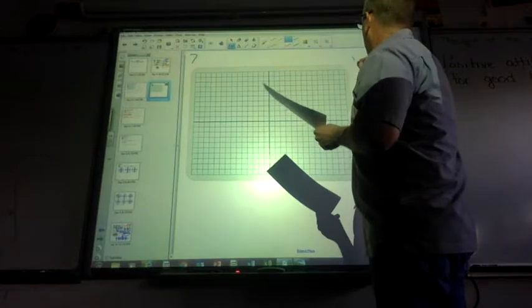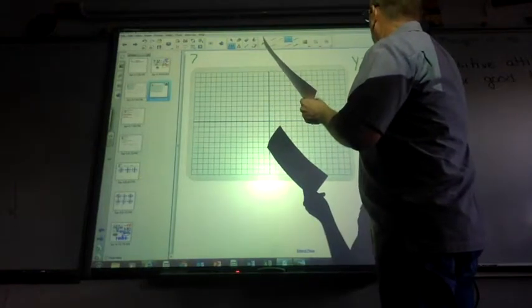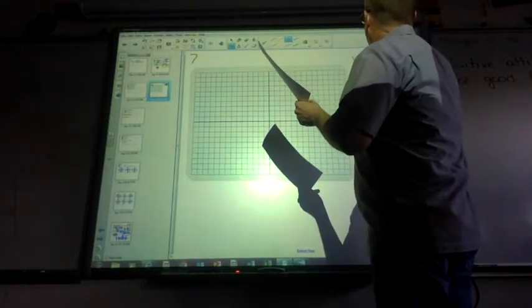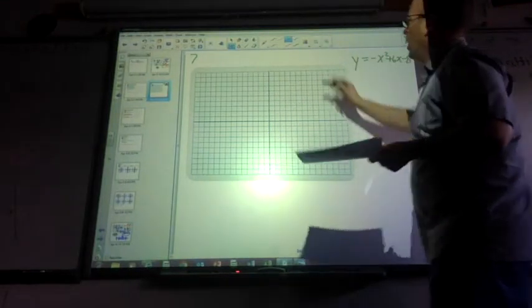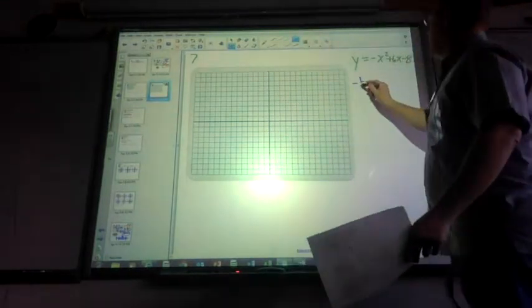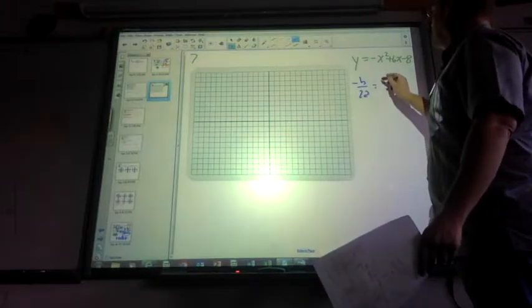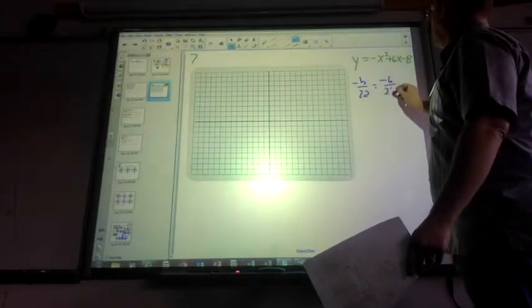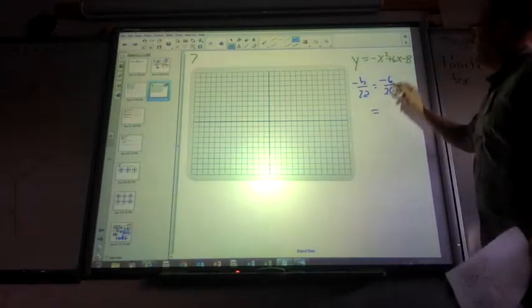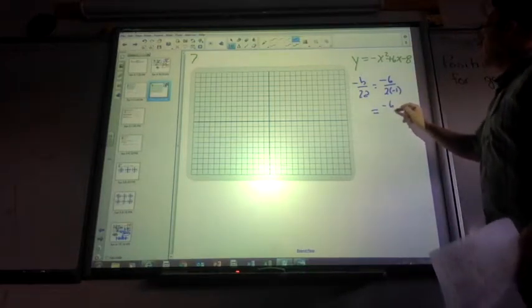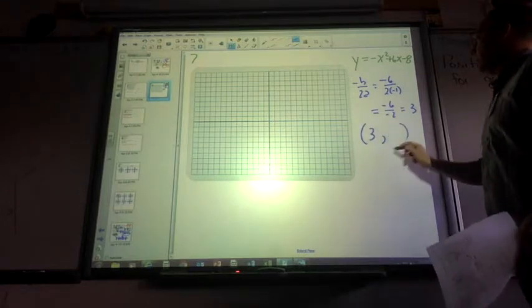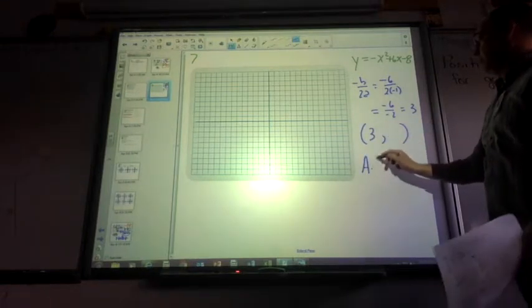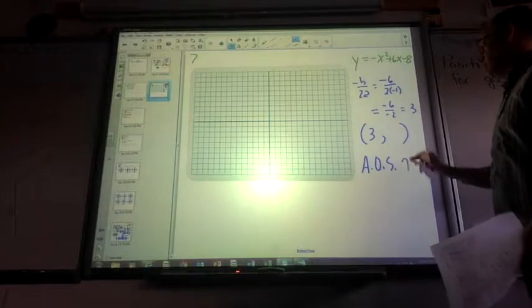Okay, problem number 7. We have y equals negative x squared, oh, it's opening down, plus 6x minus 8. So I think I'm going to have to use my negative b over 2a. So I get negative 6 over 2 times negative 1, which gives me negative 6 over negative 2, which gives me positive 3. So I get 3 comma something. That means my axis of symmetry is this.